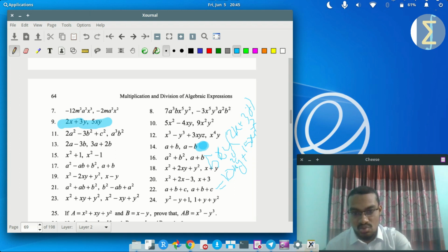Since this quantity and this quantity are different, we cannot add them. One is x square y, another one is x y square. If they were both x square y or x y square, we could have added them together, but now we have no way to add them. So let's see another example.